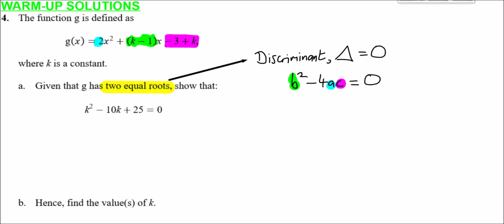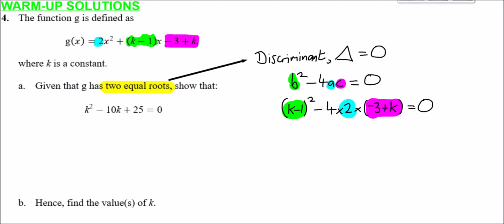So all we need to do now is to substitute these in for a, b and c. So k minus 1, all squared, minus 4 times 2 times minus 3 plus k, that must all equal 0 exactly. Again, where these values come from, I'll just color code them in case you're unsure in any way. So b is k minus 1, a is 2, and c is minus 3 plus k.